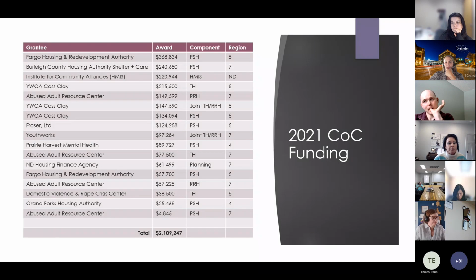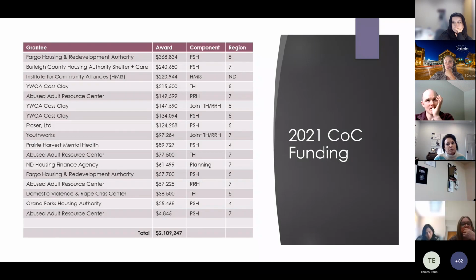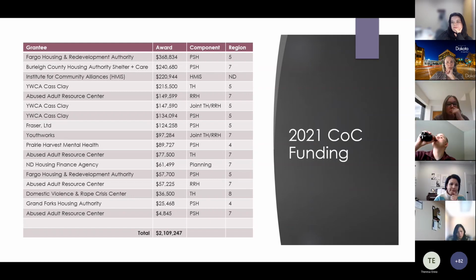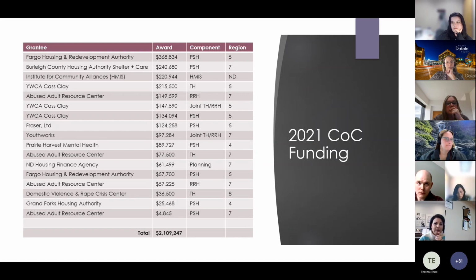Is there any rapid rehousing for adults? Yes. I think he was asking about the joint transitional, Chanel. Sorry. Thank you. I don't think there is joint transitional housing for adults. There is at the YWCA in Fargo, but that's primarily going to be for domestic violence. Domestic violence. Yeah.